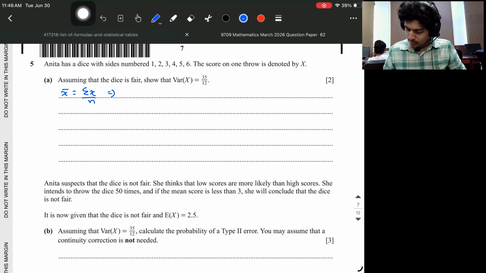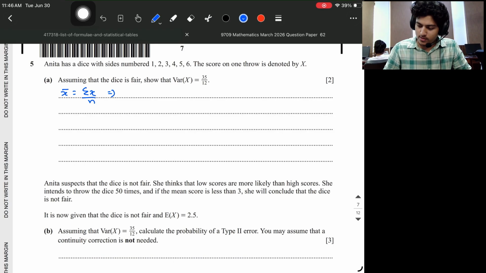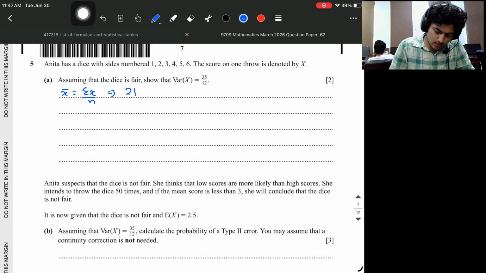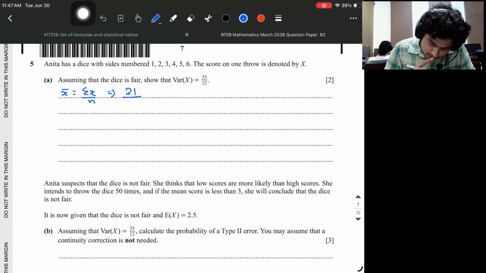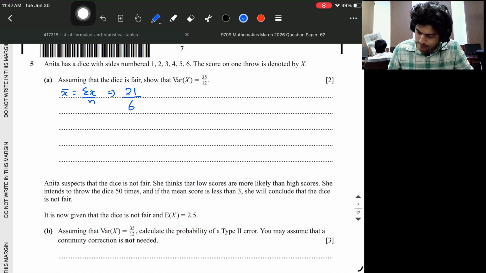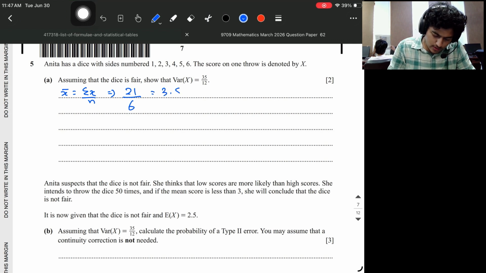The value that we are getting would be 1 plus 2 plus 3, that's 6, plus 4 plus 5 plus 6, that would just be 21. So 21 divided by 6, that would just be 3.5.